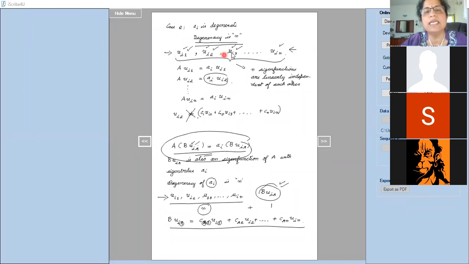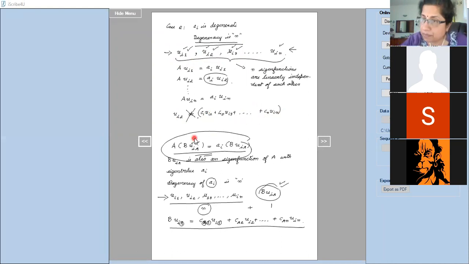Okay, so you look at these over here. There are n such eigenfunctions, correct? Now I have said that they are linearly independent. Why? Because we know the degeneracy is n. So they have to be n linearly independent eigenfunctions. Which means if I pick up any one of them, let us say I pick up ui3, this ui3 I cannot write as a linear combination of the others. That is the meaning of linear independence: that I cannot take one of them and write it as a linear combination of the others.